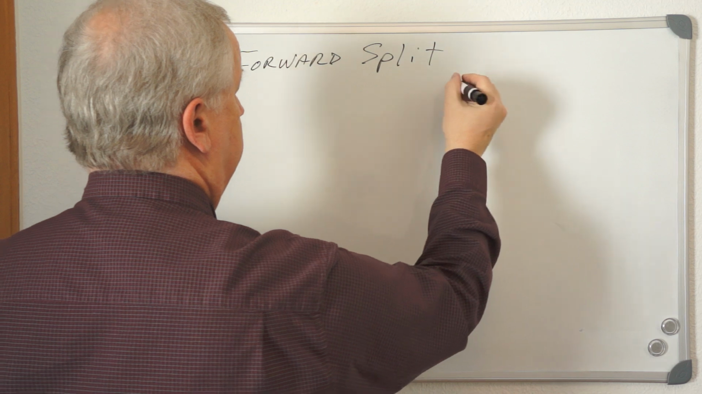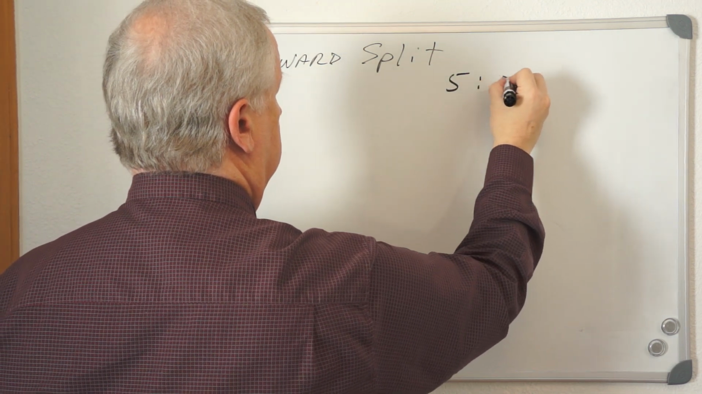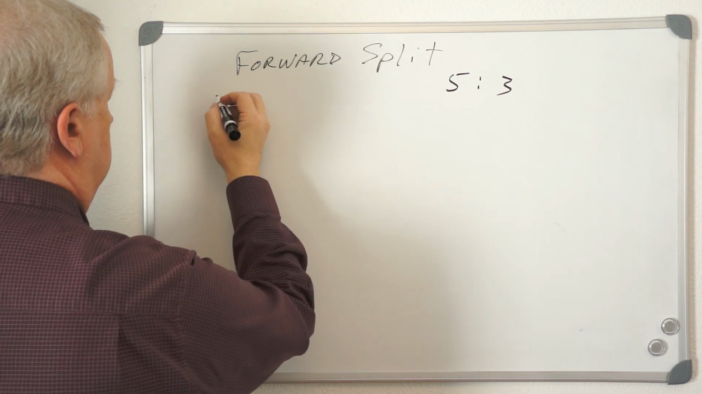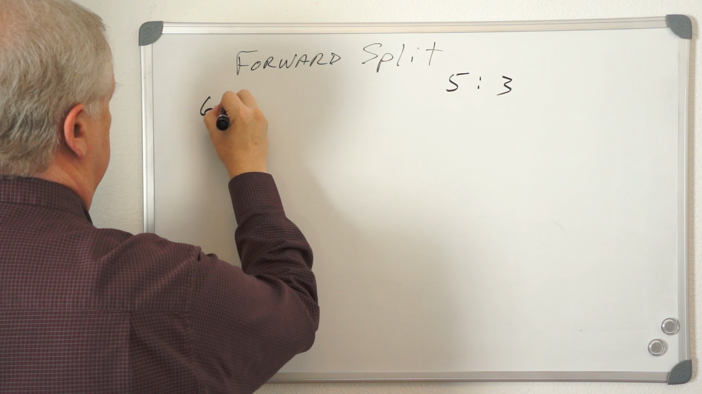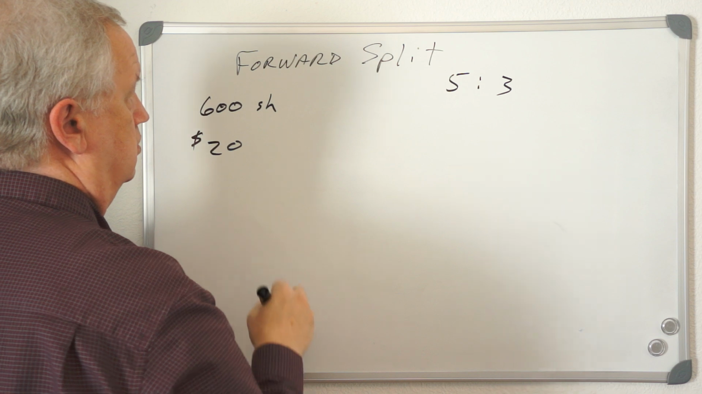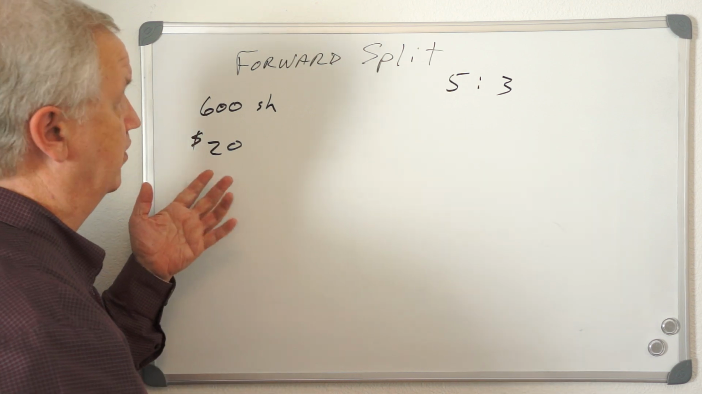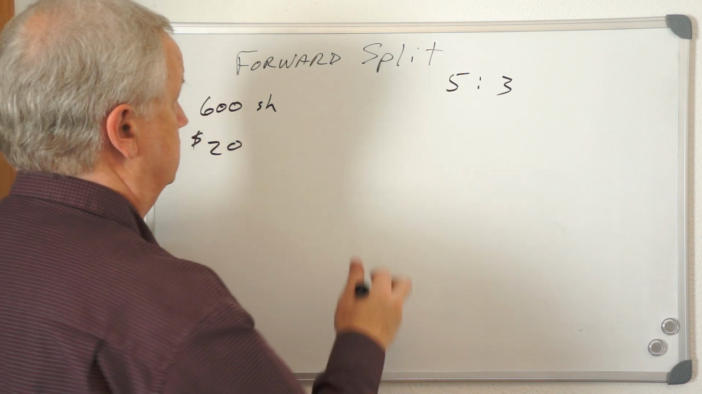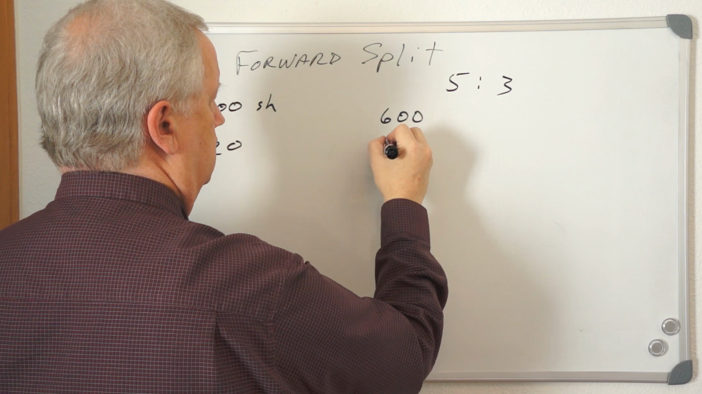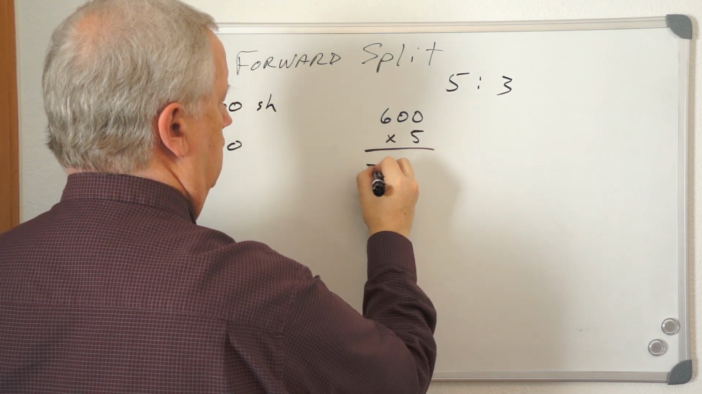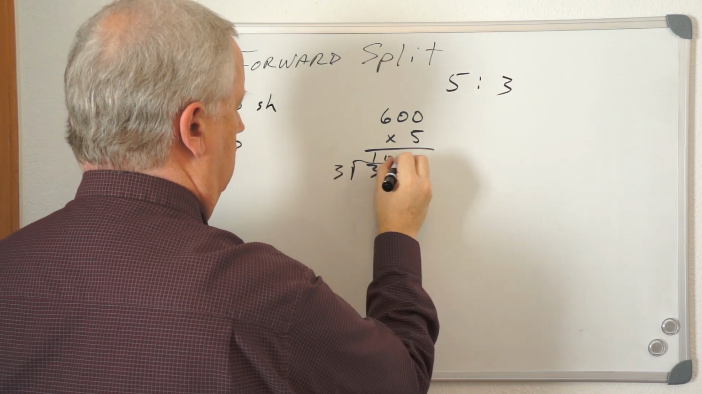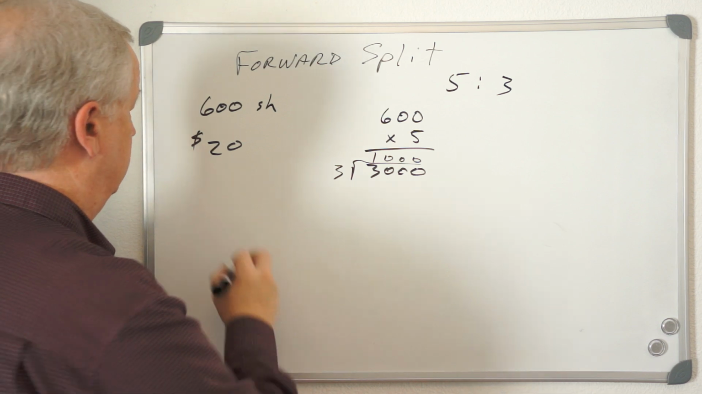So let's say there's a forward split of 5 to 3. Okay? We have 600 shares, $20 a share. So how many shares are going to be there, and what's the new price going to be? So here's the way you do it. 600 multiply by the first. Divide by the second. Okay? 1,000 shares.